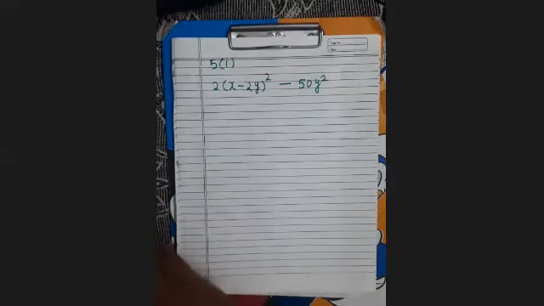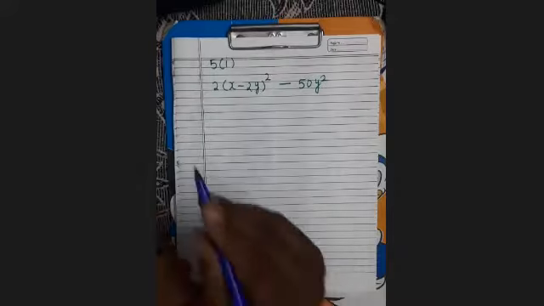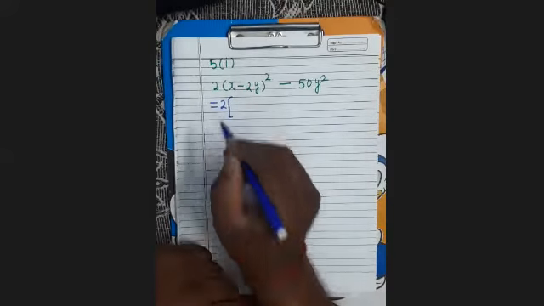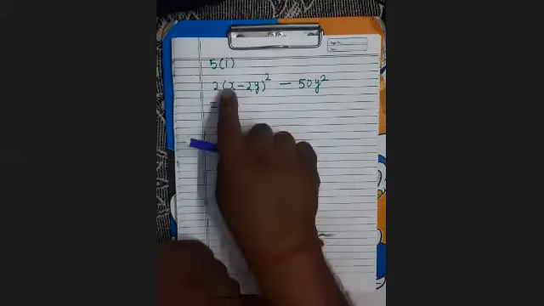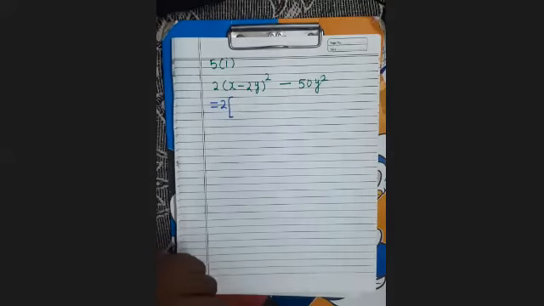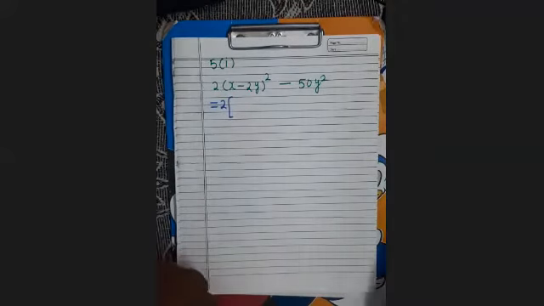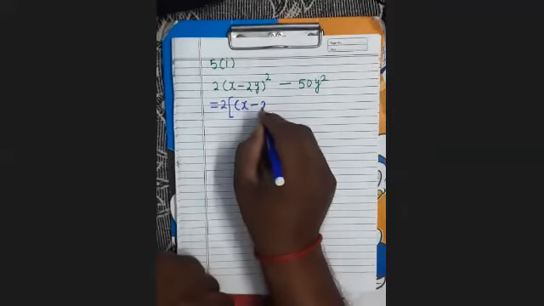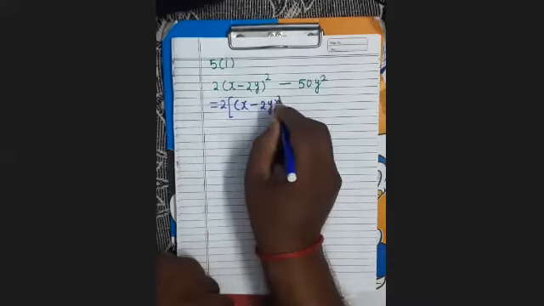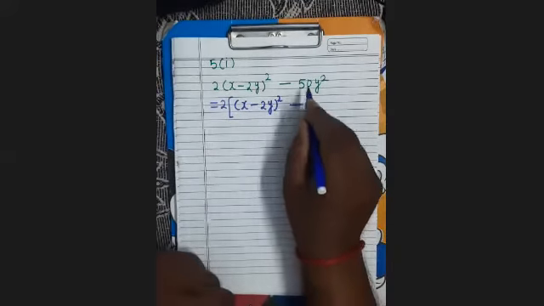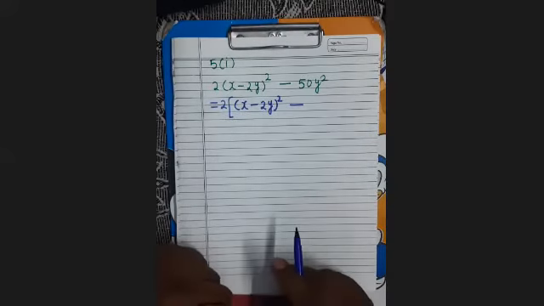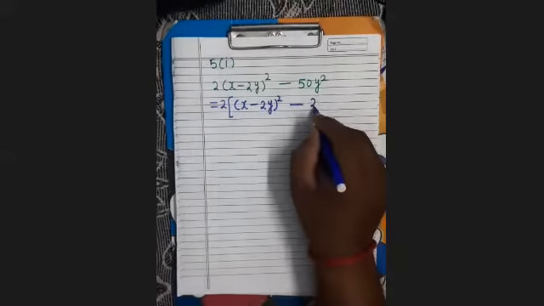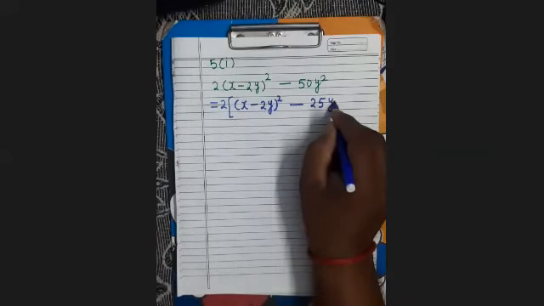So what is common? 2 is common. So you take out 2 common. When you take out 2 common, you put the big bracket, क्योंकि small bracket already ये use कर रहा है. समझे? Now what will be left here? X minus 2y whole square minus what will be left here? 25y square.